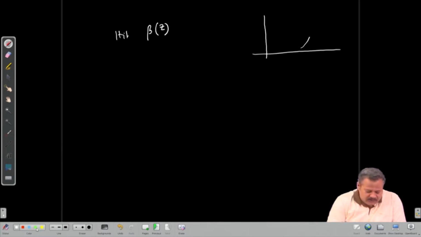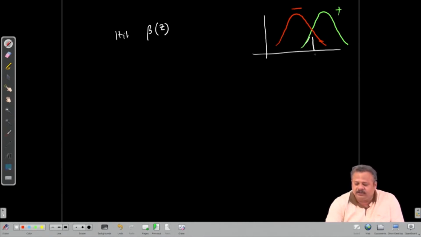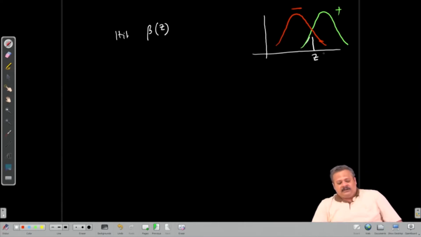So, this is the rate distribution for the plus stimulus. This is the response rate distribution for the minus stimulus. This is plus and this is minus, and we said that we will fix a threshold z, and based on that we will take the decision based on the rates. Every time I observe a rate response of the neuron, I decide whether it was the plus or minus stimulus based on whether it is greater than z or less than z.